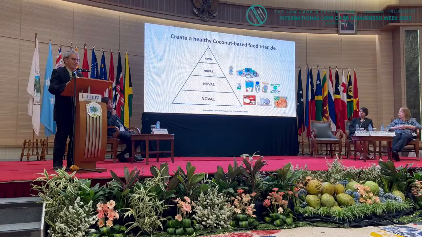And then Nova 4, which you would consume less of, would include monolaurin, MCT oil, and other processed products, but still coming from the coconut. So we should create this healthy coconut-based food triangle, and then try to encourage the coconut industry to make more of the Nova 2 products.